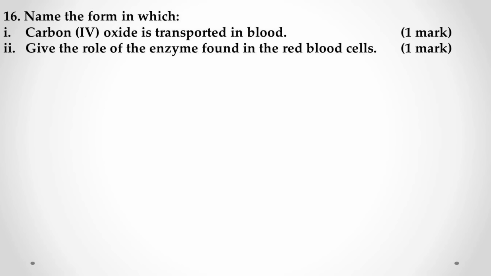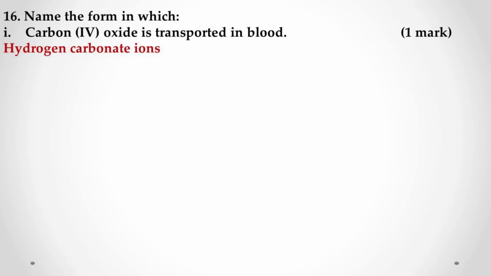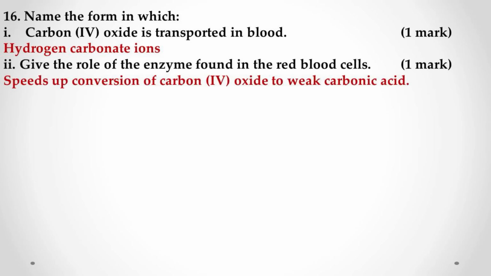Question 16. Name the form in which carbon dioxide is transported in blood, and give the role of the enzyme found in the red blood cells. Carbon dioxide is transported in blood in the form of hydrogen carbonate ions. And the role of the enzyme found in the red blood cells is to speed up conversion of carbon dioxide to weak carbonic acid.